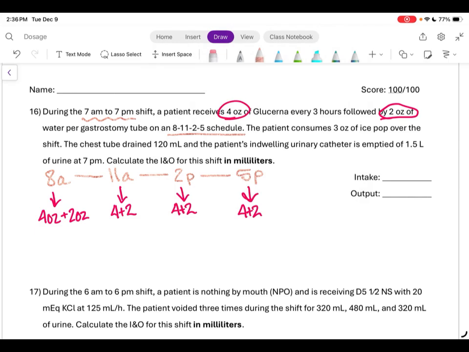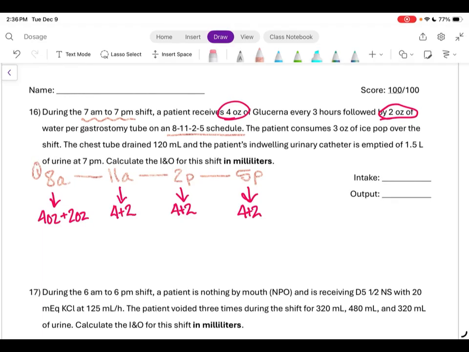So 4 plus 2 is 6, right? So you're giving a total of 6 ounces each time, and you're doing it 4 times during your shift, right? 1, 2, 3, and 4. So this becomes 6 times 4, which is 24. During your shift, you gave them a total of 24 ounces. Don't forget the ice pop. So this is another plus 3 ounces for their intake. So their total becomes 27 ounces. Okay?